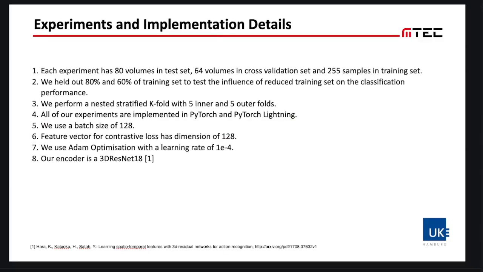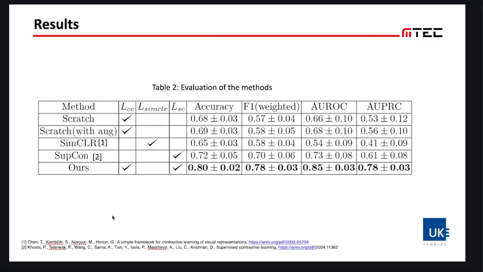Here are the most important highlights of our experimental and implementation details. Here the scratch method denotes 3D ResNet 18 with randomly initialized weights. We observe that supervised contrastive loss leads to an increase in classification metrics. Additionally, our loss, which combines supervised contrastive loss and cross entropy loss, leads to a further improvement in classification metrics.